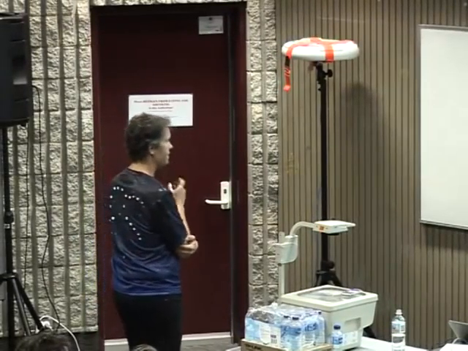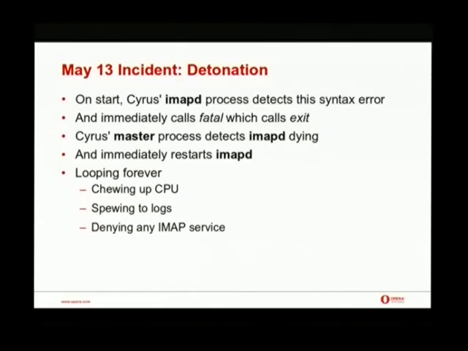So somebody later came along and blithely rolled out this trivial obvious change to all the servers at once, all the production servers. They made a perfectly sensible judgment call, I think, except there was a landmine there. So when you start the IMAP server process, it detects this error and calls fatal, which calls exit. And then the master process that runs and controls all the IMAPDs says, oh, you exited during startup. Well, that's no good. I'll start another one.